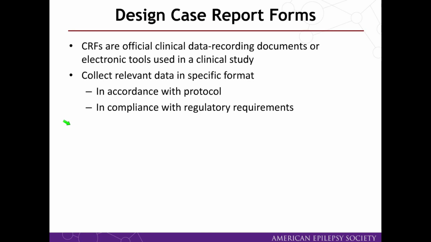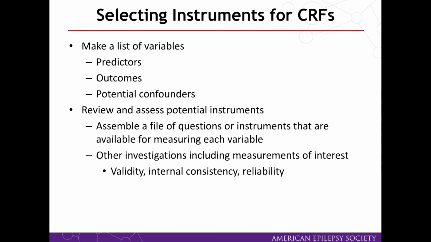So case report forms are the official data recording documents for clinical research, and they collect all of the relevant data in a specific format that's in accordance with your study protocol and in compliance with regulatory requirements. As you're developing your case report forms, you're going to first make a list of the variables that you want to collect for your study. And this will include baseline information, predictors, outcomes of interest, and potential confounders.